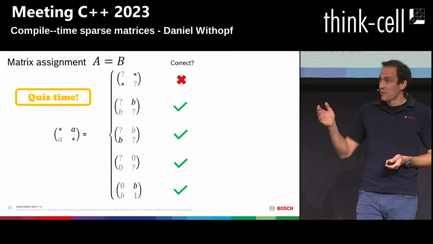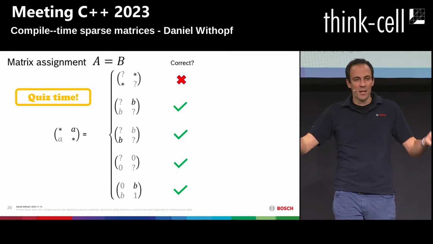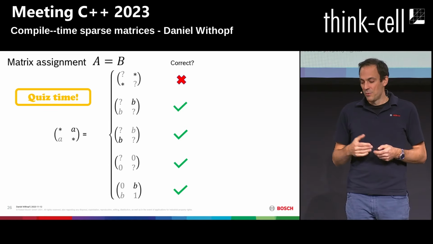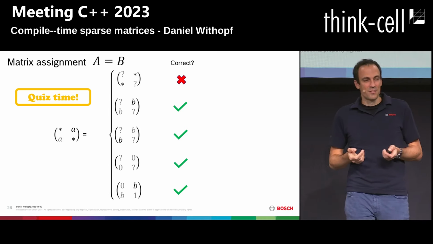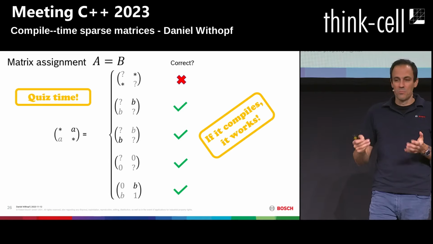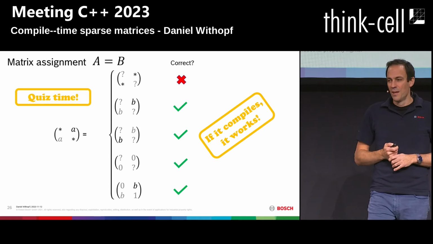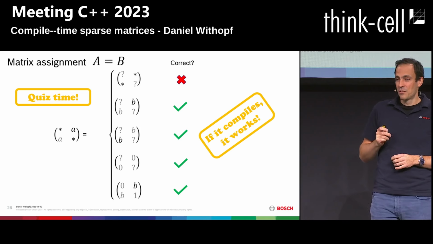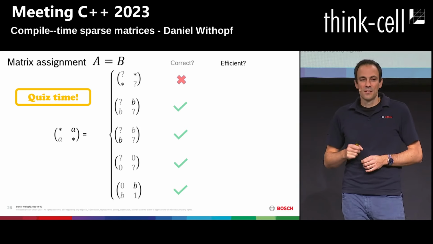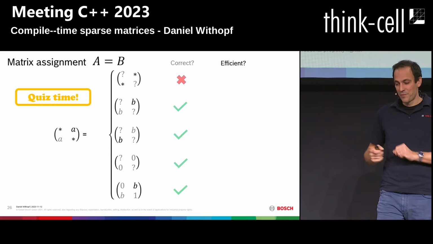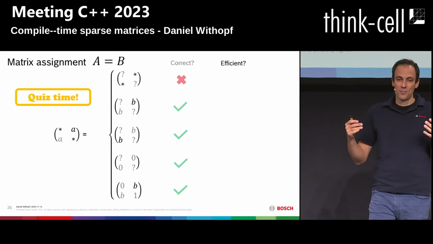So if we proceed like this, we prevent the first operation by a compiler error and let all the other operations succeed. Then we have achieved the mission statement of my talk from 2 years ago: if it compiles, it works, so there are no bugs in here if we do it like that. But as I said, we not only want to be correct, we also want to be as efficient as possible. So now, for the second part of the quiz, the question is, are the operations efficient?